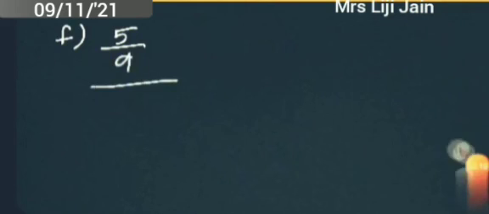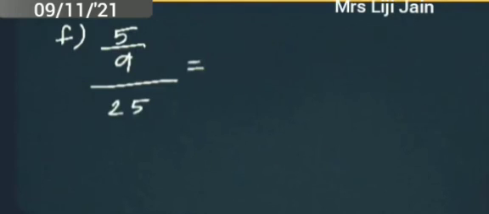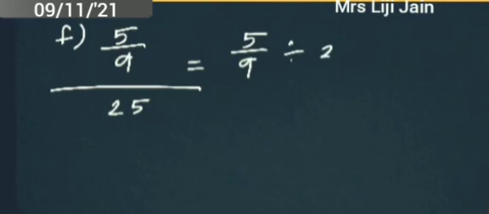F, the question is, write down the question: 5/9 divided by 25. Okay. How can this question be converted? Yes, instead of this long bar, what do we have to do? In the place of this long bar, we write division. So the question becomes 5/9 divided by 25.